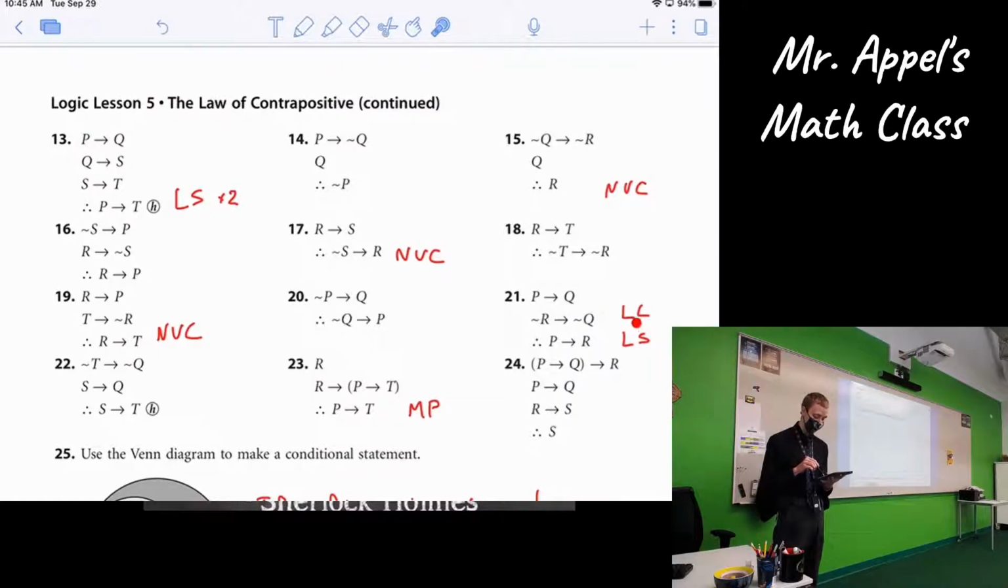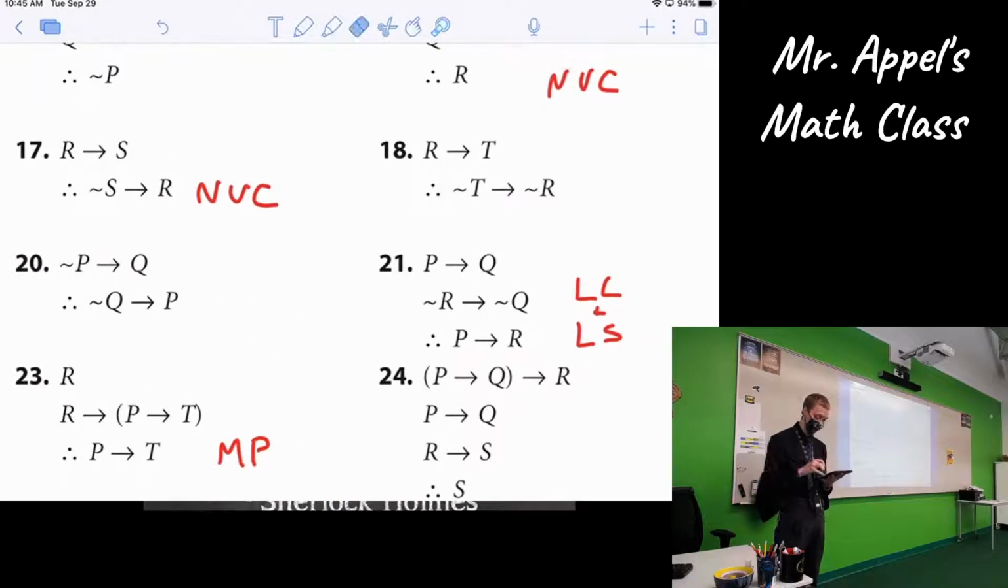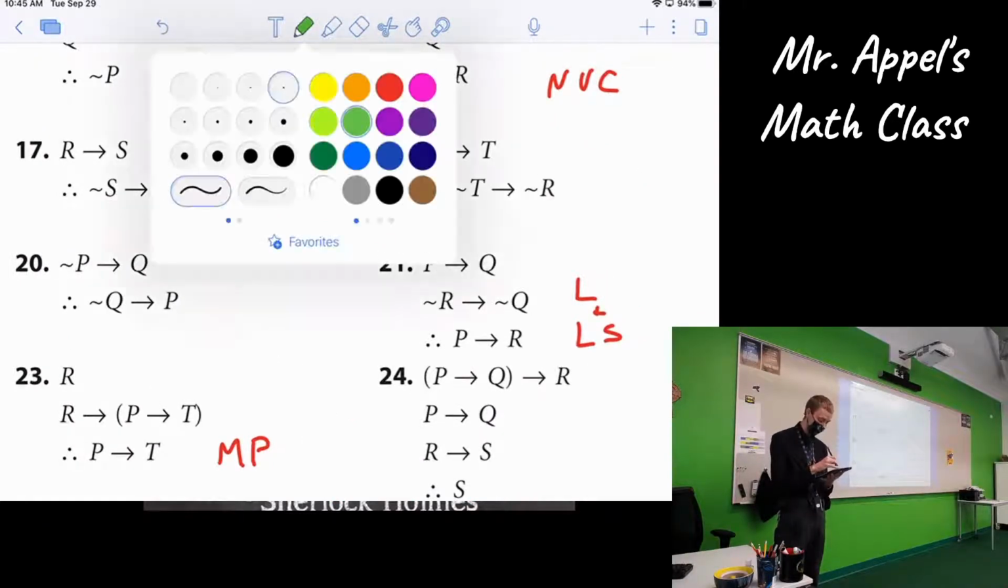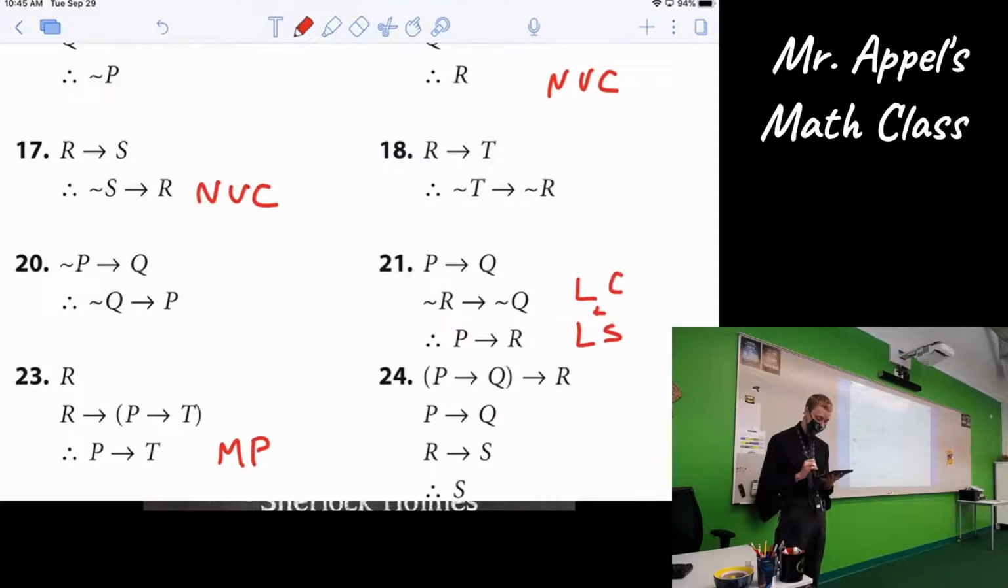21, though, is a little bit, I apologize for my handwriting there. That should be an LC. There we go. Law of contrapositive and law of syllogism. We've got if P then Q, if not R, then not Q. So if you use the law of contrapositive here, that would switch and negate to go to if Q, then R. So you go P to Q, Q to R. Law of syllogism shortens that to just P to R.